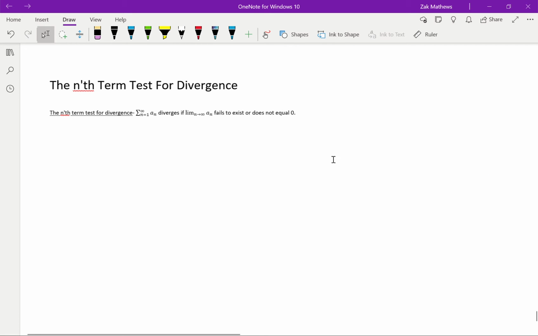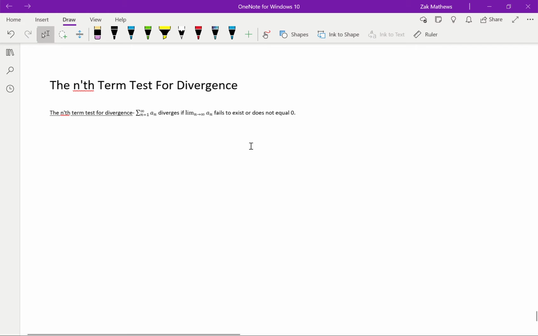This is always what I start with. Start by thinking about, does this sequence converge or does it diverge? And if the sequence diverges, then right away we know that the series also has to diverge. So just to put that into words, the nth term test for divergence states the summation from n equals 1 to infinity of a_n diverges if the limit as n goes to infinity of that sequence fails to exist or does not equal 0. So right away we can tell if something diverges.